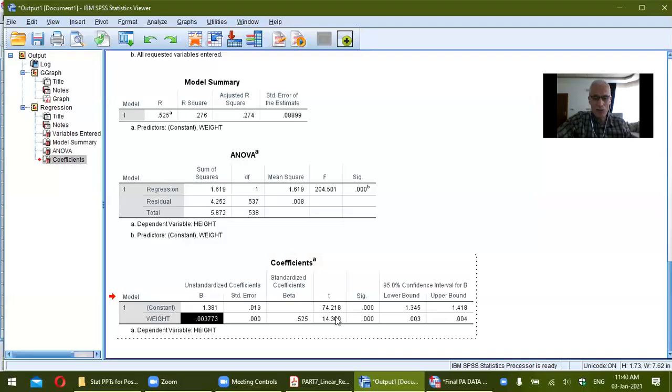Okay, standardized coefficient means making it normalized, divided by the standard deviation. But this is really the equation, this is what we use in the calculation. This is the beta coefficient, and multiplied: if you give me your weight, I'll multiply this by your weight, then add this constant and obtain your approximate height.